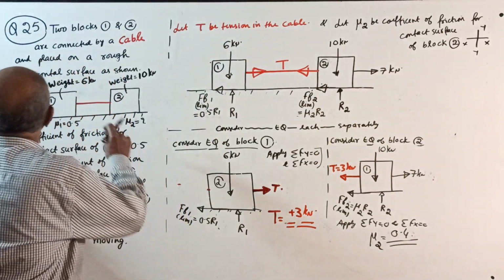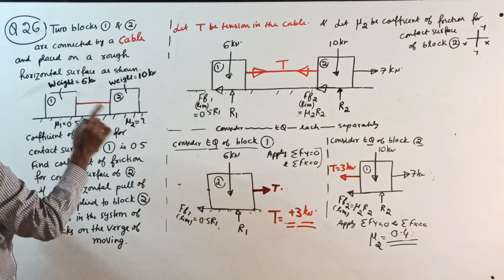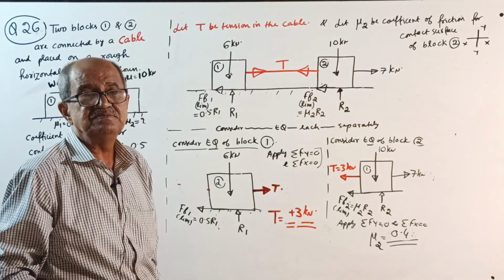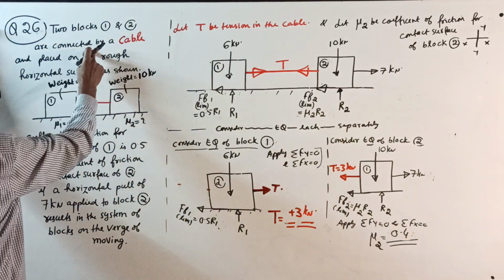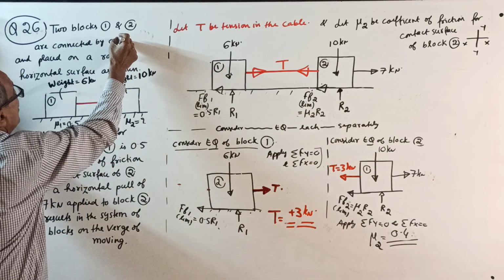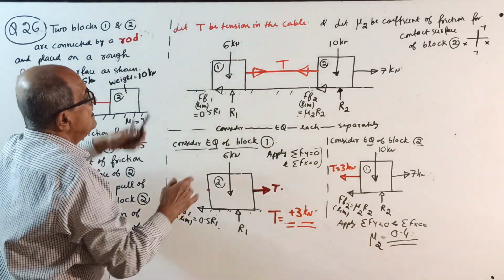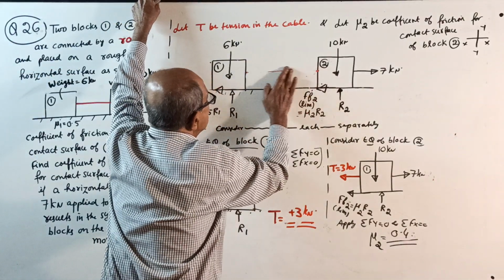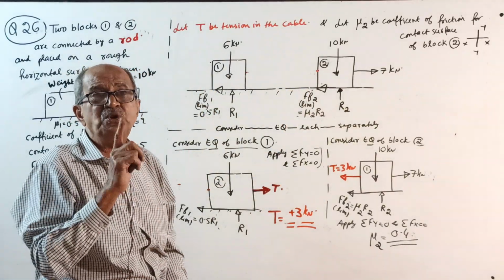Now question number 26. See, what I am doing is, I write the question and change it. Two blocks 1 and 2 are connected by a rod, not a cable now, by a rod. Now one thing is guaranteed. Why am I putting a rod? Because now I am not going to pull it, I am going to push it.